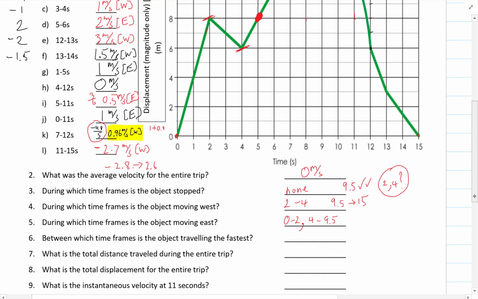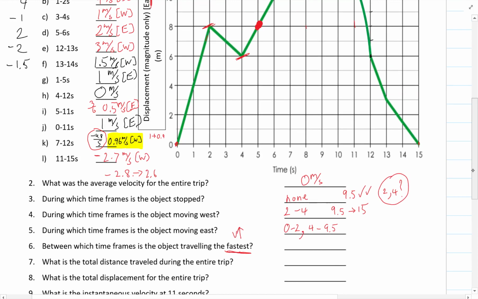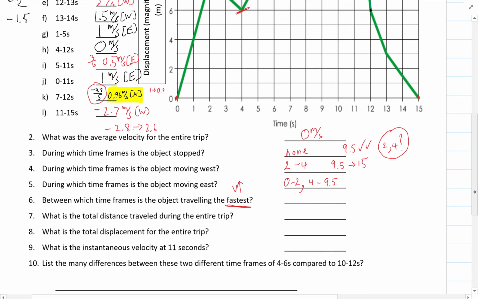And number 6, between which time frames is the object traveling the fastest? Now, this is a good question. Traveling fastest, that means speed or velocity is really high. But we don't have the speed or velocity anywhere from this chart. We can get it though. How do you get the speed or velocity from a distance time graph?